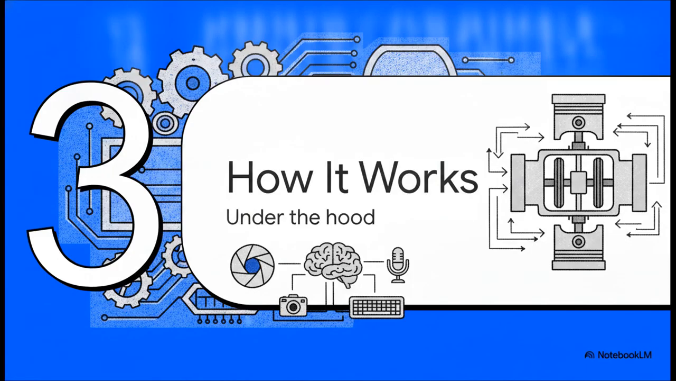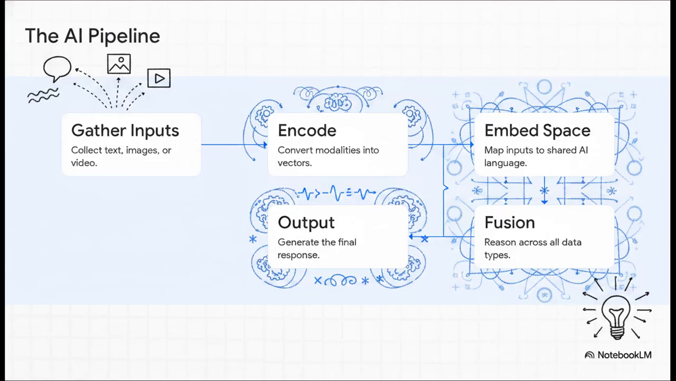Okay, part three, under the hood, how it actually works. So, how do they actually pull this off? The blueprint for multimodal intelligence basically happens in 5 distinct steps. First, the AI gathers the different inputs. Second, those inputs pass through what we call modality encoders. Third, they enter a shared embedding space. Fourth, a process called fusion and cross-attention kicks in. And finally, step 5, the AI generates an output.